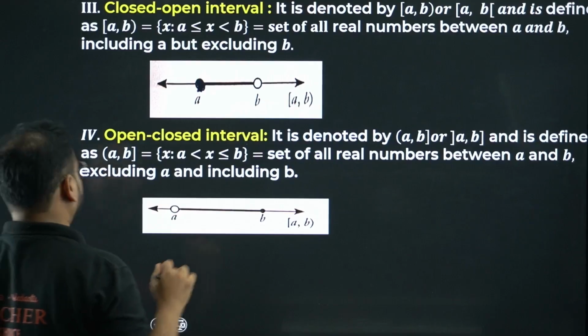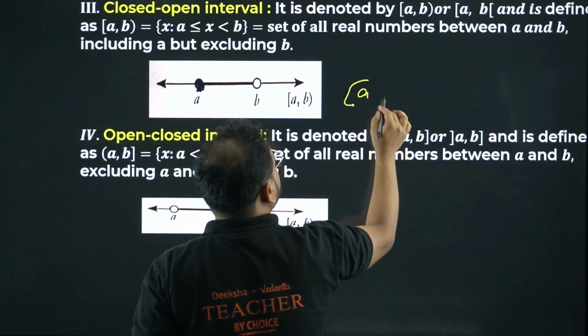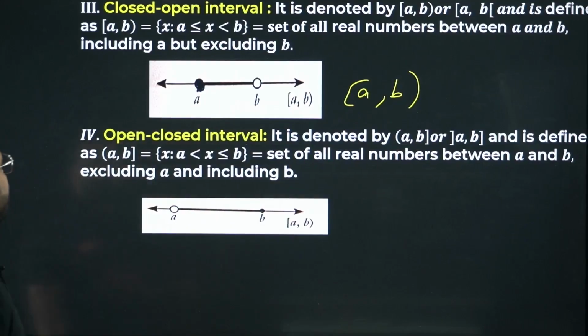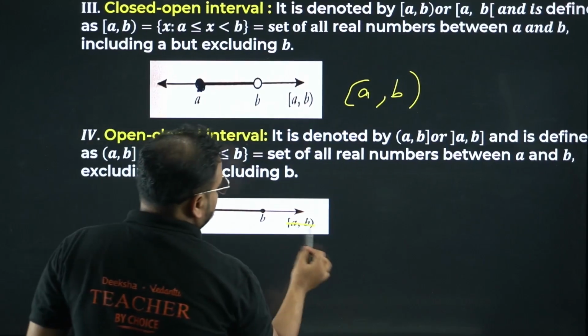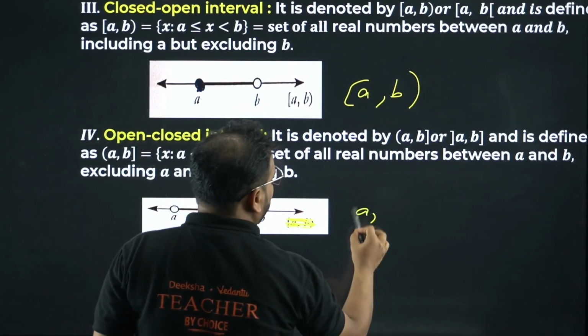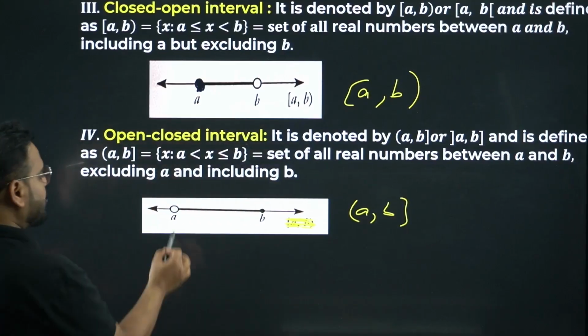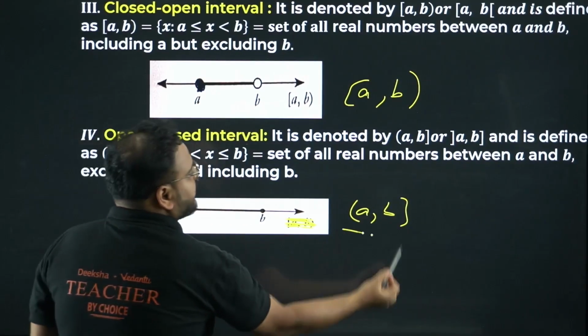So A is closed and B is open. In this case, please check, this will be wrong actually. We have tried like this: A is open and B is closed. This is open, right? And this is closed. So A is open and B is closed.